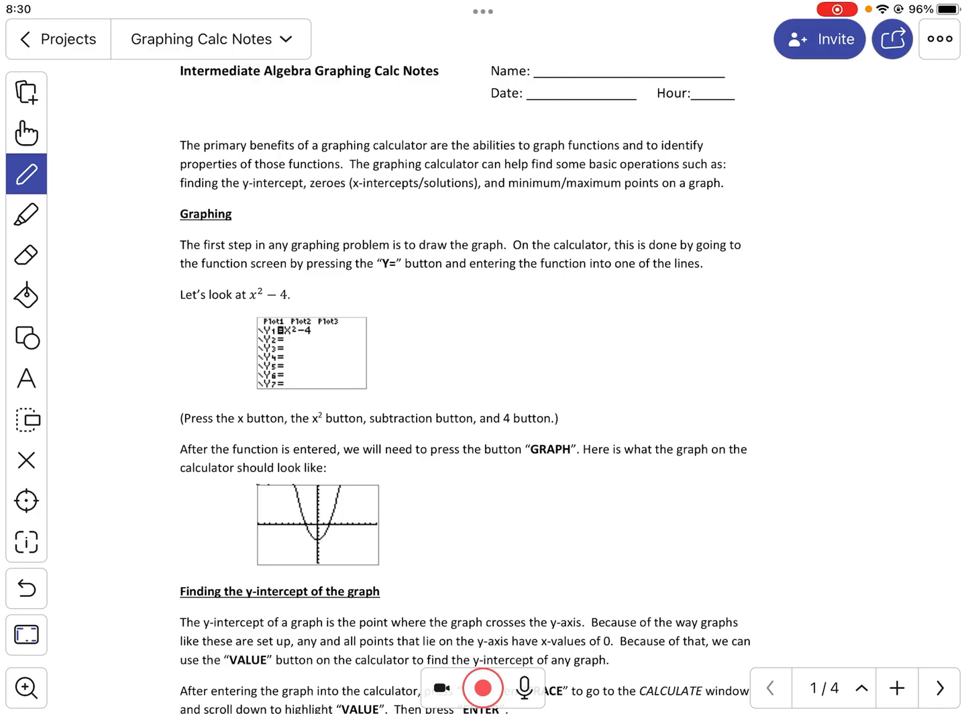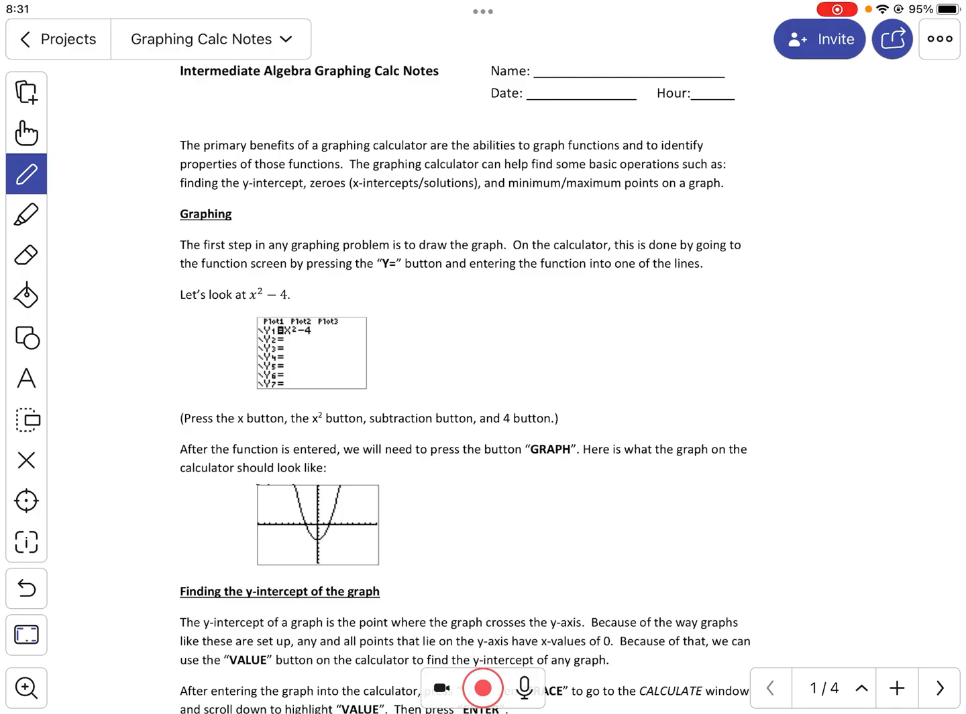Let's get started. The primary benefits of a graphing calculator are the abilities to graph functions and to identify properties of those functions. The graphing calculator can help find some basic operations such as finding the y-intercept, zeros, otherwise known as the x-intercepts or solutions, and the minimum maximum points on a graph. We know how to find all of those operations, but the graphing calculator can also find those for us and be pretty efficient with doing that.